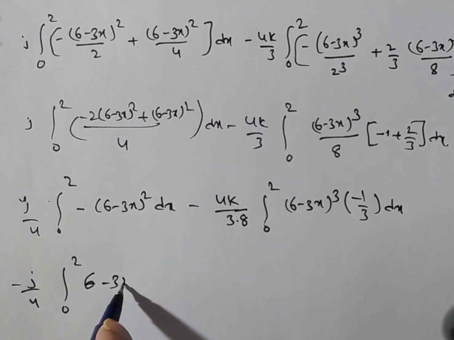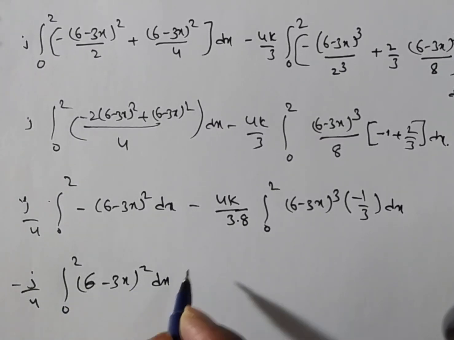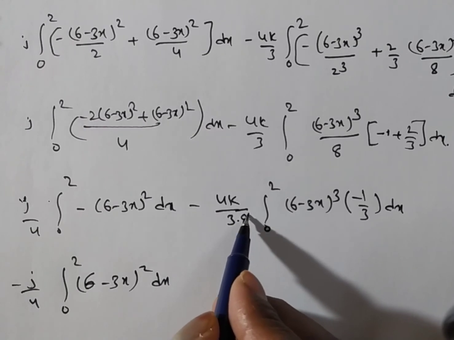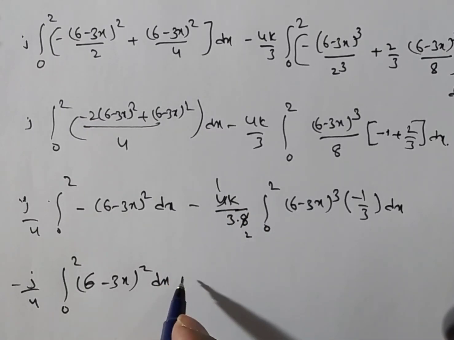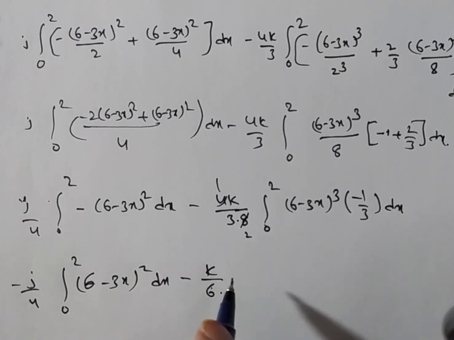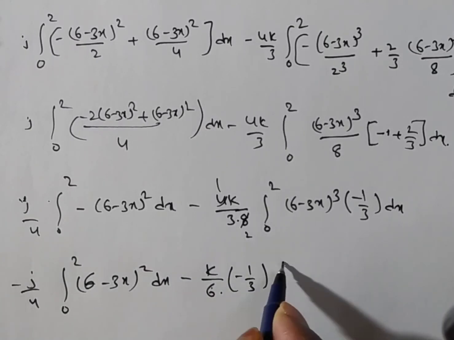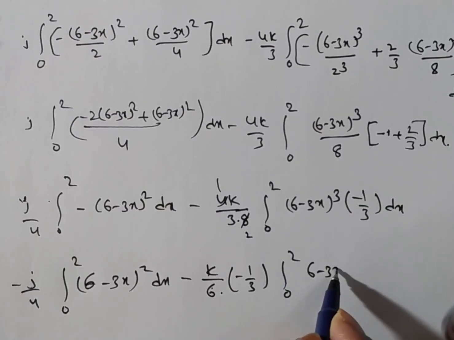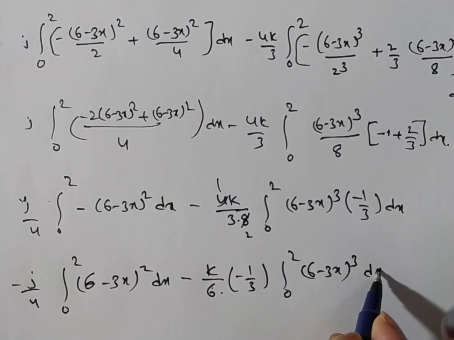So (6 minus 3x) whole square dx, and this is, you see, 4 ones are 4, 4 twos are 8. So minus k by 6. Here you have minus 1 by 3. So I am writing minus 1 by 3 outside. Integral from 0 to 2, (6 minus 3x) whole cube into dx.